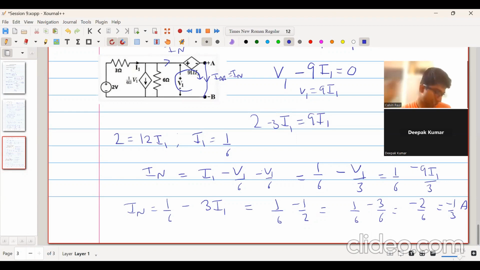Any doubts in these calculations? No, sir. Oh, I thought I was going very fast. But it seems like you're more smart.